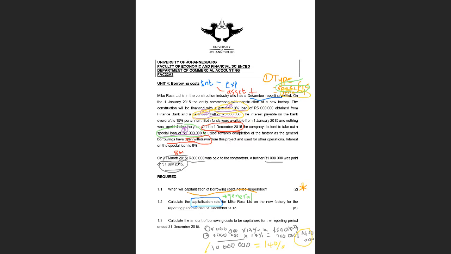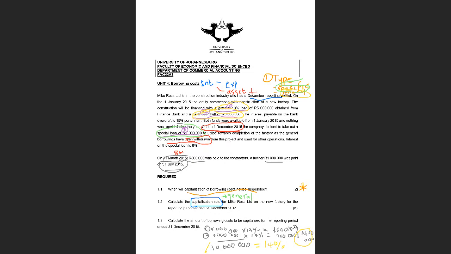Okay, so let's count again. We're going to count from the date the payment was made. That's what you would do. So you would count from the 31st of March, or in other words, from April. You would say April, May, June, July, August, September, October, November.